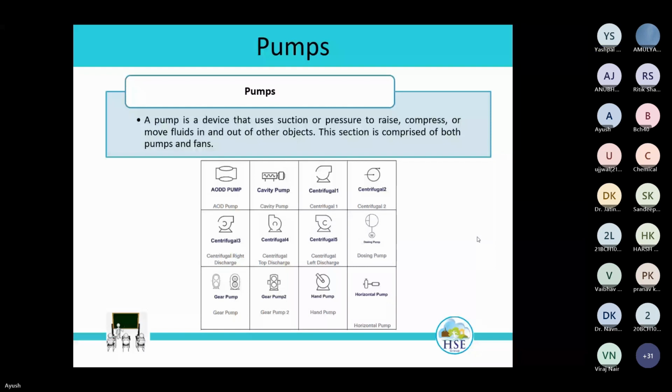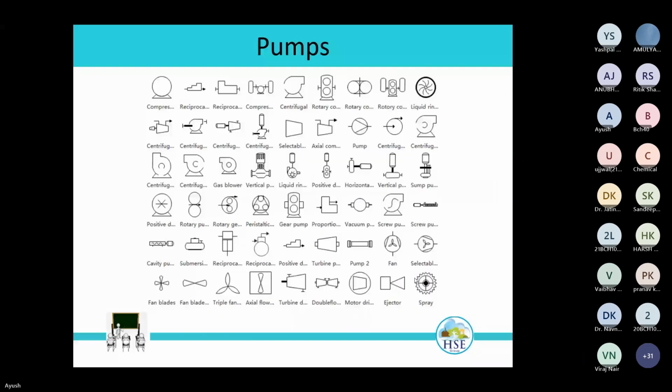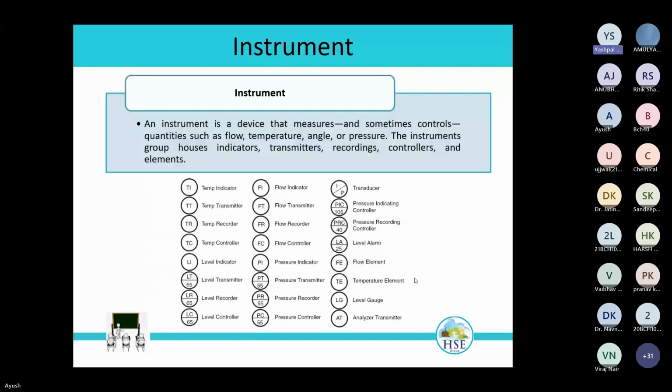So different types of pumps are there. AODD pump means air operated diaphragm pump. Then cavity pump, centrifugal, and different types of centrifugal. There are different legends for these centrifugal pumps, so you can use any of them. Dosing pump, then gear pump. Normally gear pumps are positive displacement pumps. Hand pump, horizontal pump. So these are many more symbols, legends for the pumps.